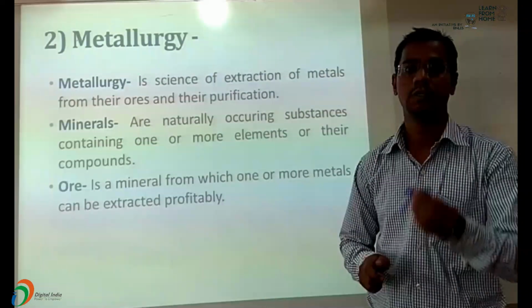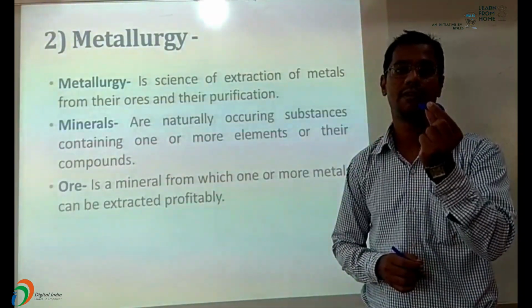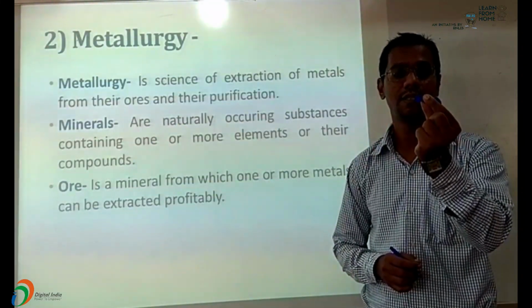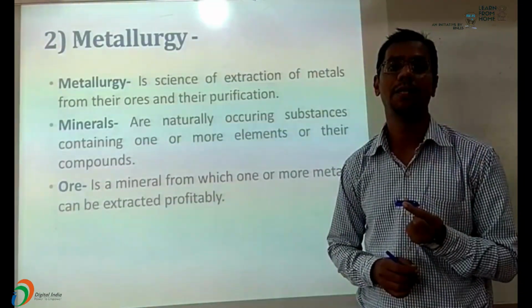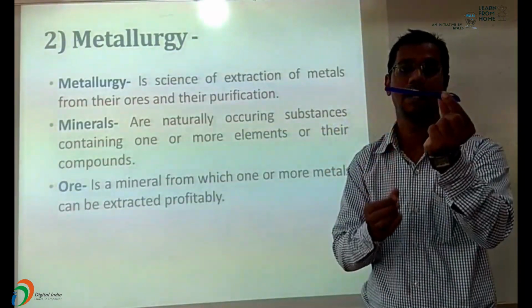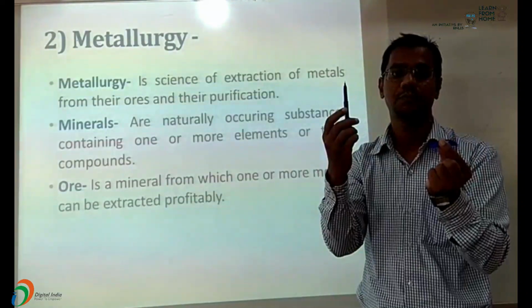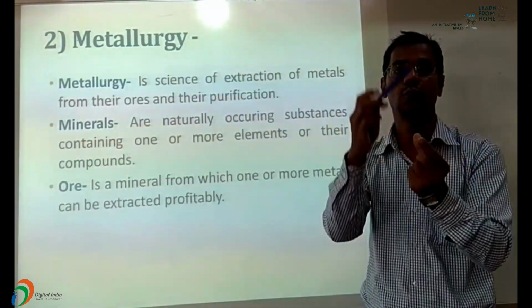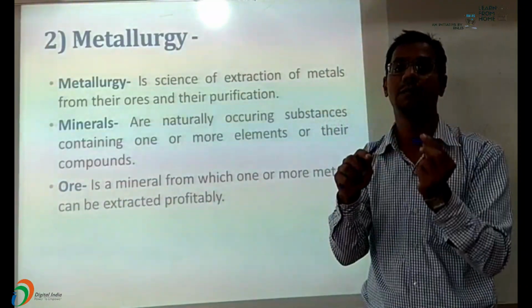Suppose this is one kind of metal I want to extract, but it does not mean that this metal is present as it is in the soil or in the minerals. Along with this metal, some other components may get attached. I am not interested in those. So this complete thing is called an ore. This is called a metal.